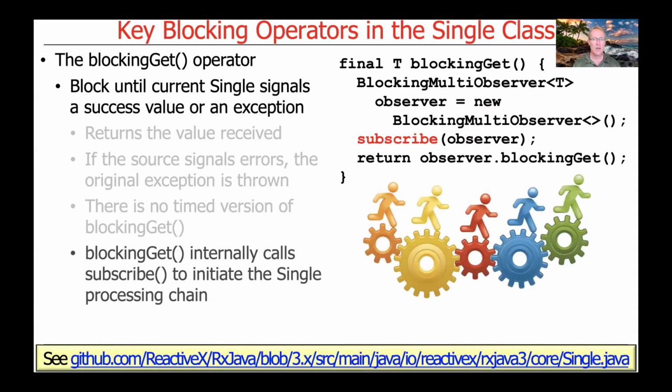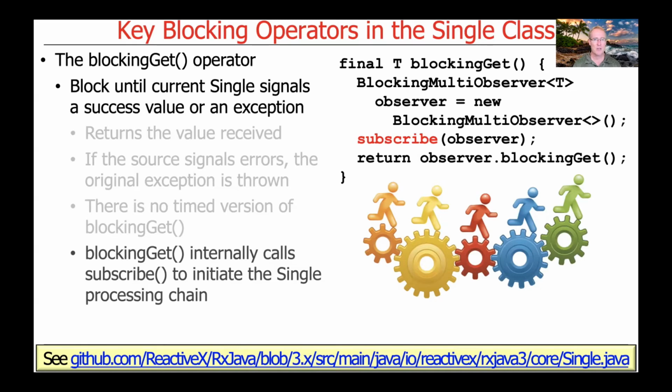Internally, blockingGet uses RxJava's subscribe operator, defined on Single, to initiate the Single processing chain. If you take a look at the source code at the bottom of this slide, you'll find the source code for blockingGet, which is part of the Single class. You'll see that it first creates something called a BlockingMultiObserver and stores it as a local variable. It then makes the subscribe call with that observer, and then it returns the observer's blockingGet call, which is a nested call that will block until all the processing is done.